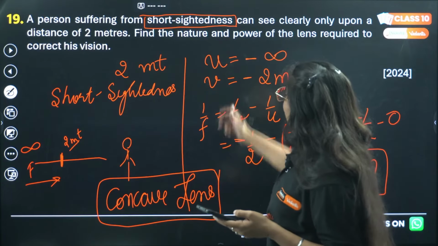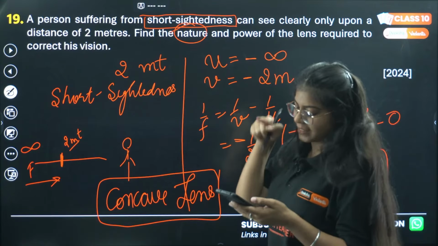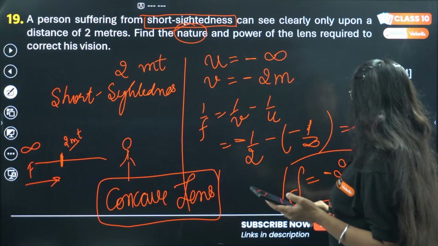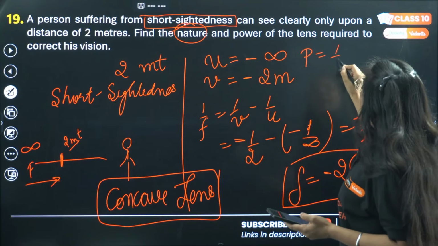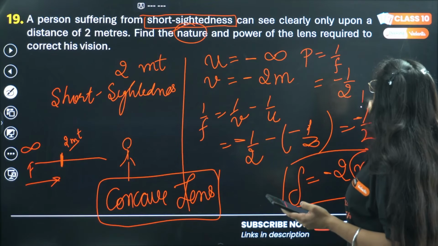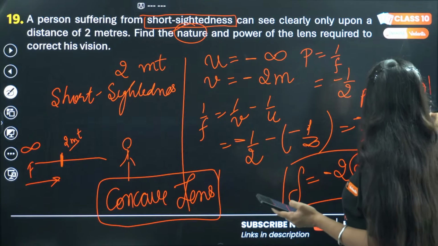Okay. So we know the nature of the lens now, which Rohit has answered previously. And the power of the lens. Now this is in meter. Now power is 1 by F. So this is minus 1 by 2. So power will be minus 0.5 diopter.